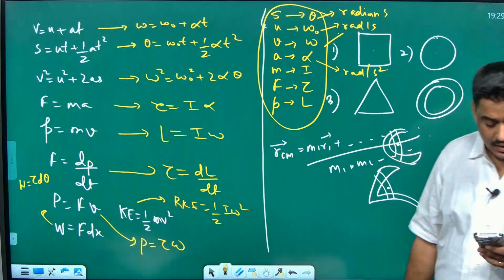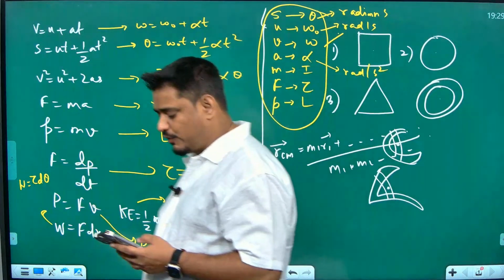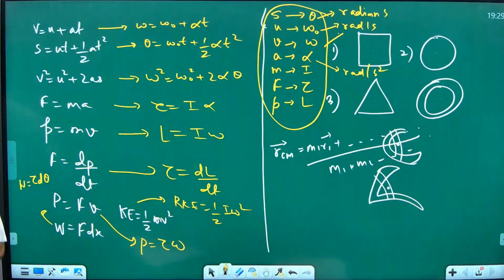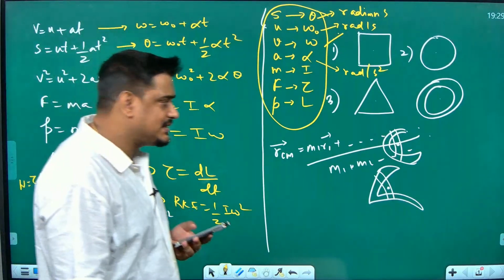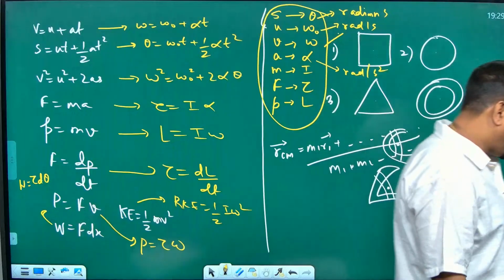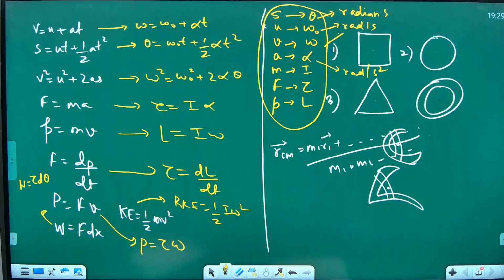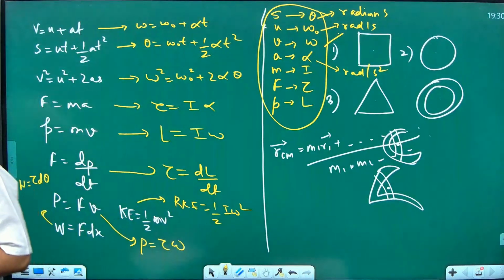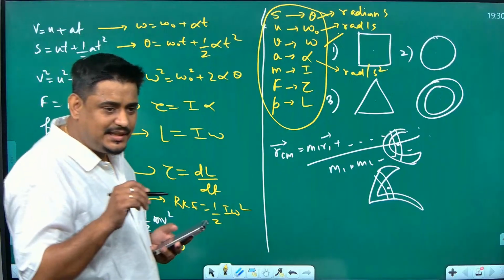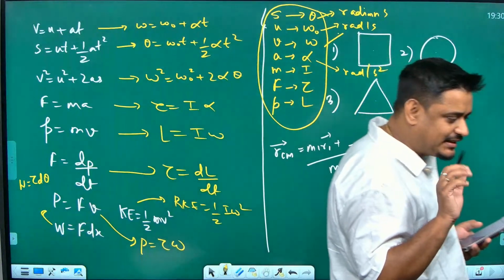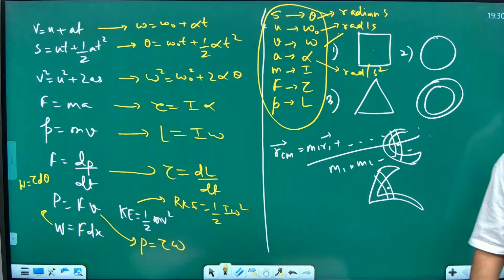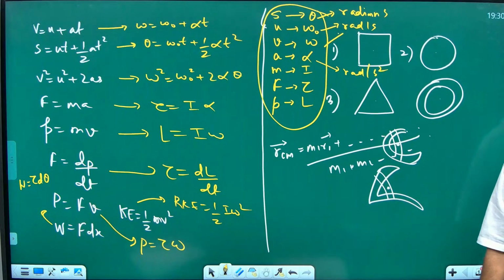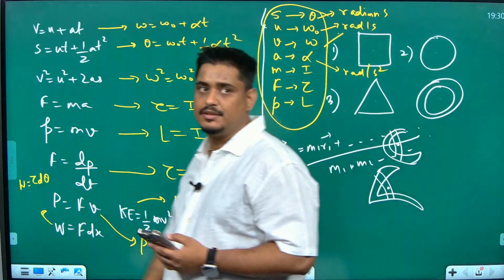Simple question. What is the angular velocity of the second hand of a watch? I'll repeat. What is the angular velocity of the second hand? That's the question. You have to find the angular velocity of the second hand of a watch.